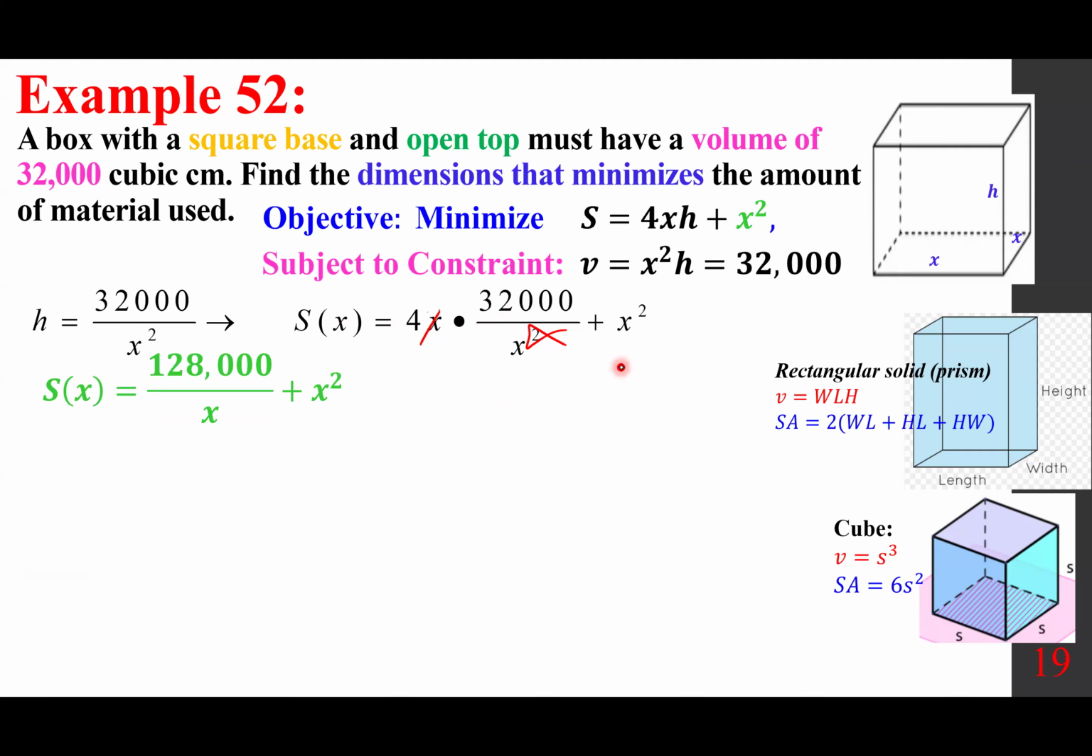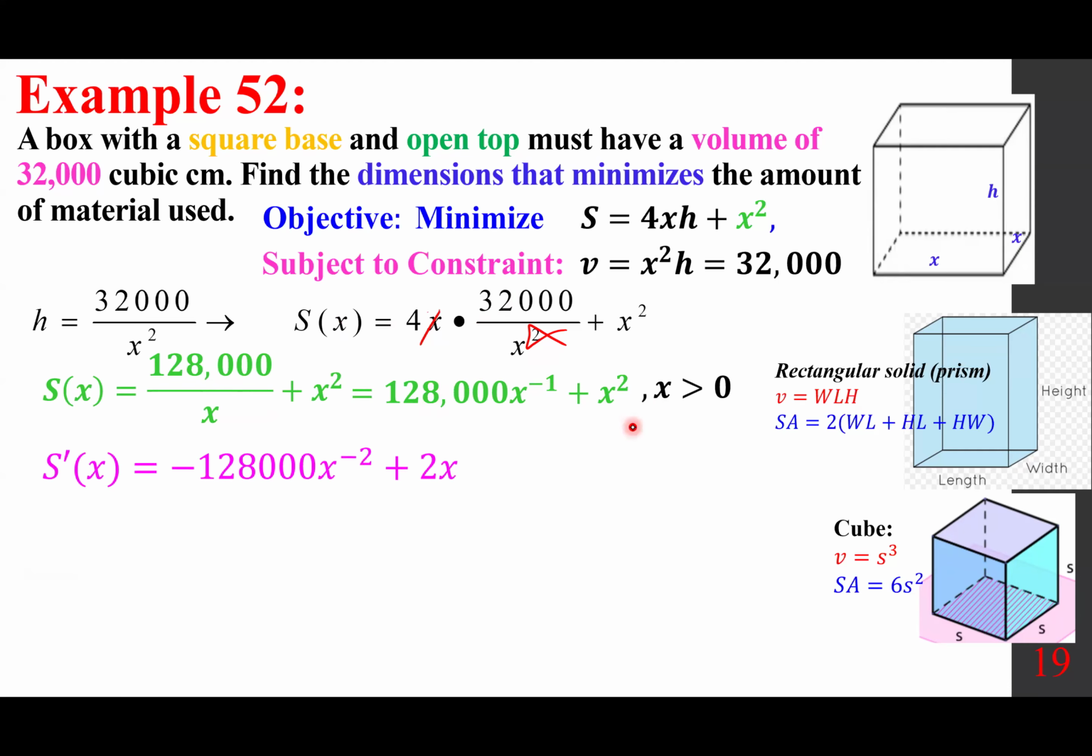And in order to get it ready for differentiation, we're going to bring this up. And of course, x represents a dimension, so it must be positive. That means 0 to infinity. Differentiation gives us S prime of x equals negative 128,000 x to the power minus 2 plus 2x. And this is the same as this one.